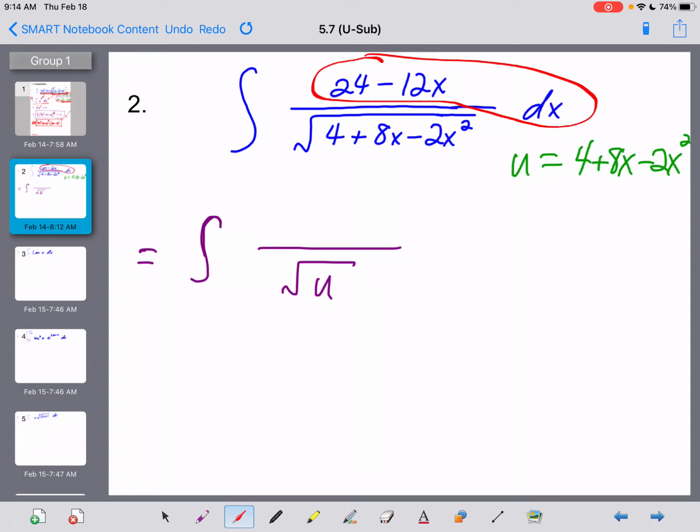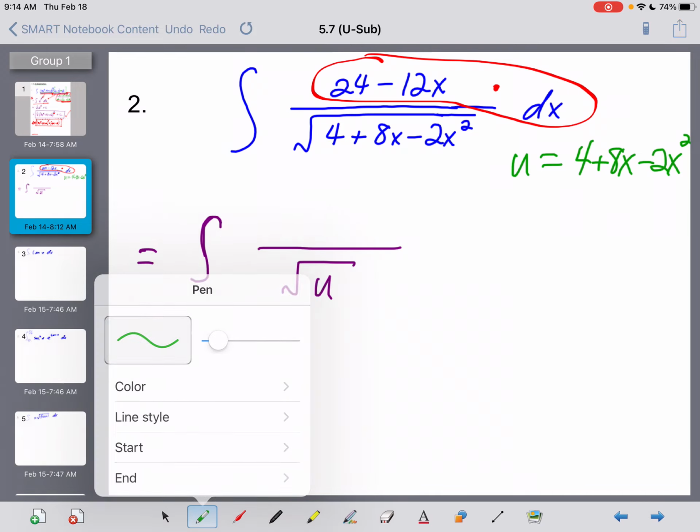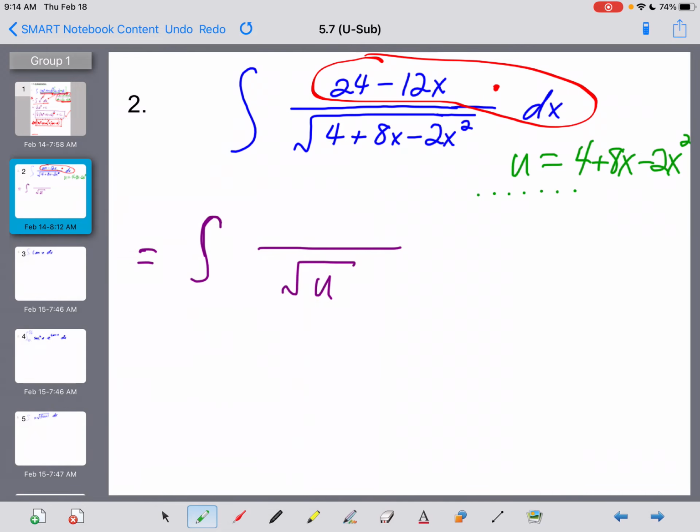Now, our secondary substitution is all of this. We need 24 minus 12x times dx, represented in terms of u's and du. And the way we are going to do that, we are going to differentiate both sides of this equation that we just came up with.